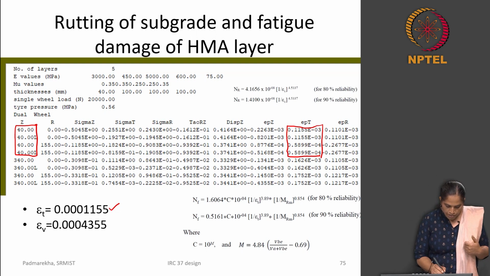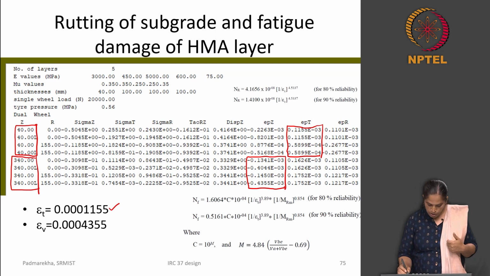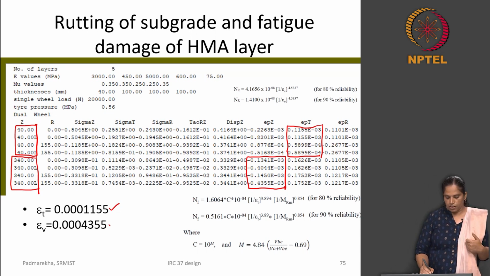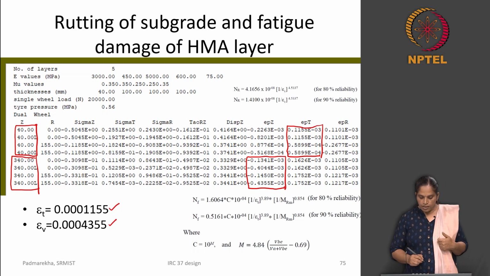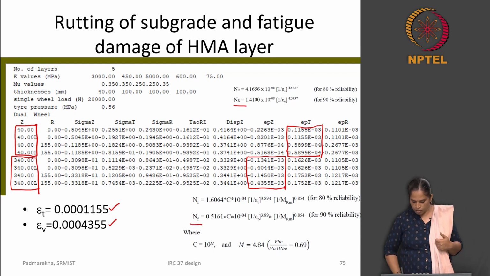Now the second interface which we used here, which is at the top of the subgrade layer, we find out what is the vertical compressive strain on this. So the maximum of these numbers is epsilon V here, which is 0.0004355. So we will use a 90% reliability equation here, and you can find out what is NR and NF.